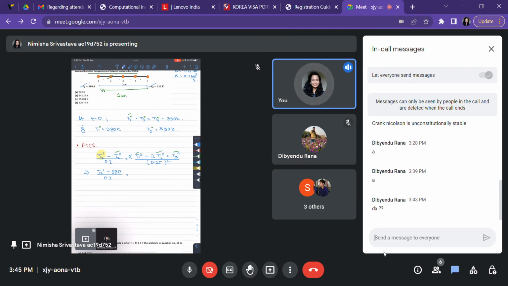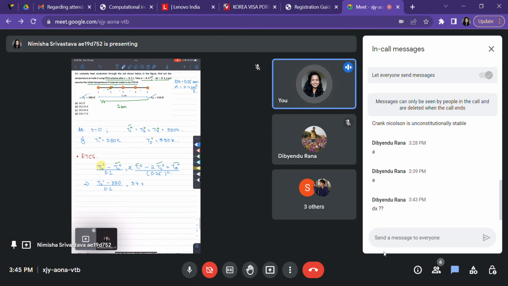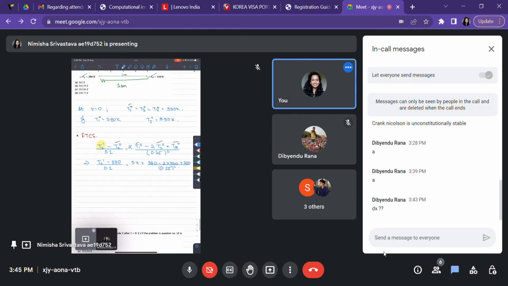So what is my alpha? 0.4 into T1 naught. It is T1 naught 380. Yeah, it's 380. 2 into T2 naught 330. And what is T3 naught? T3 naught is also 330. Is that okay? So can you compute this for me?